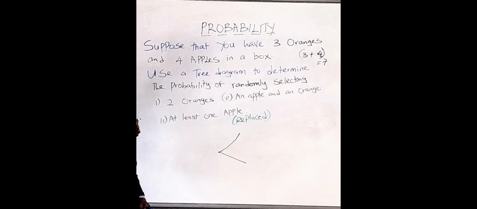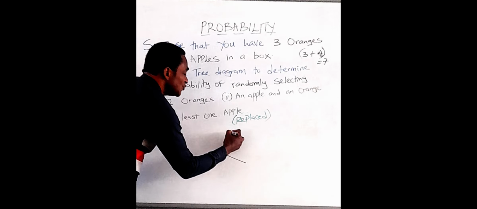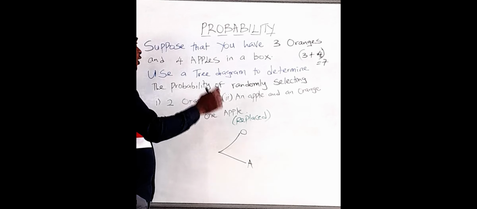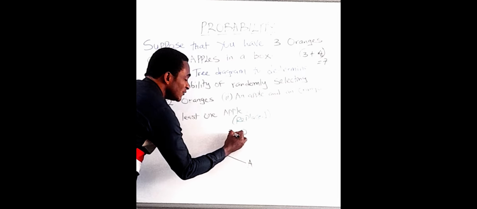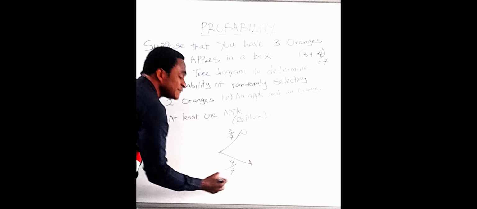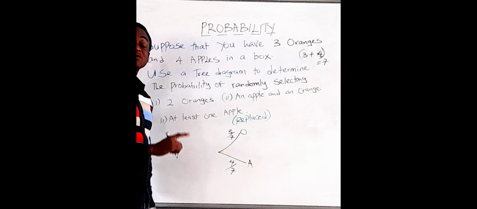We have 7 items, but 2 unique, so we have oranges and apples. In all, we have 3 oranges out of the 7, and we have 4 apples. When you are drawing your tree diagram, it must be labeled.